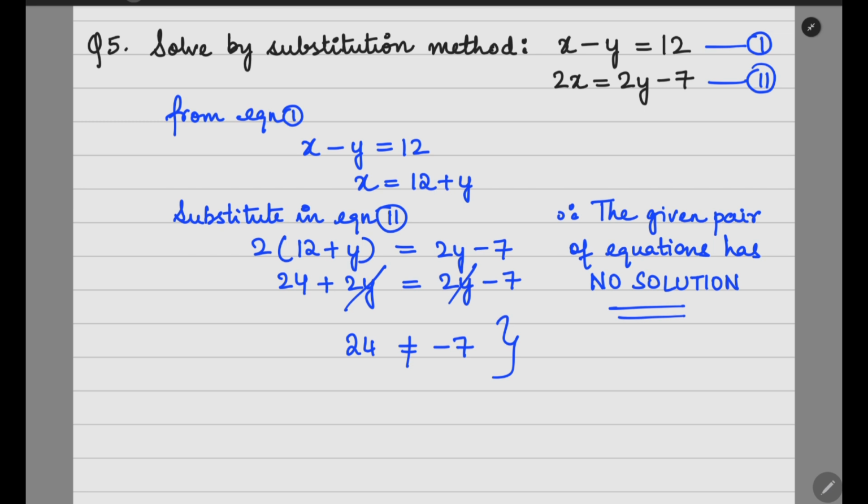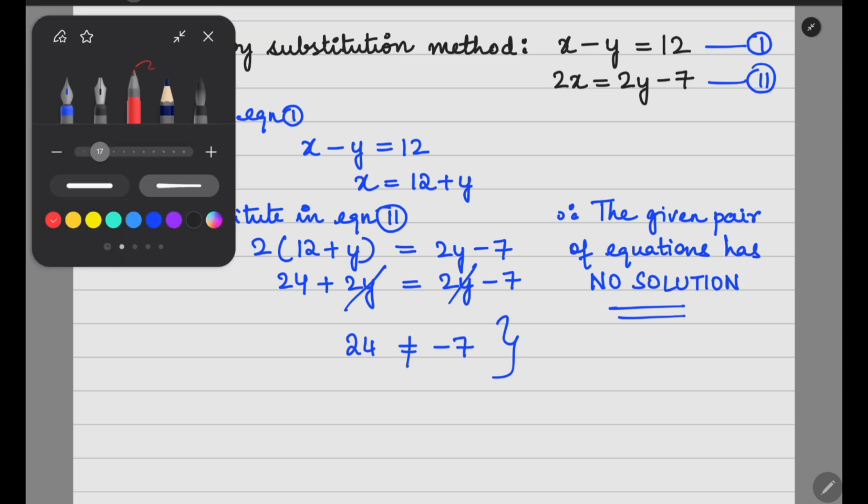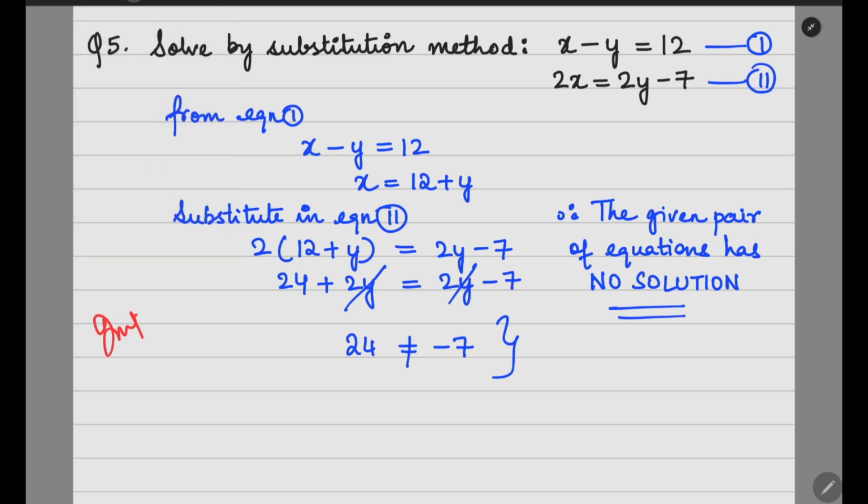Let me put it in red, because in such scenarios, do not panic or spend more time on why you did not solve for x and y. In case such a scenario happens wherein your variable itself is getting cancelled, see, 2y itself is getting cancelled, which means the pair does not have any solution. Remember it.